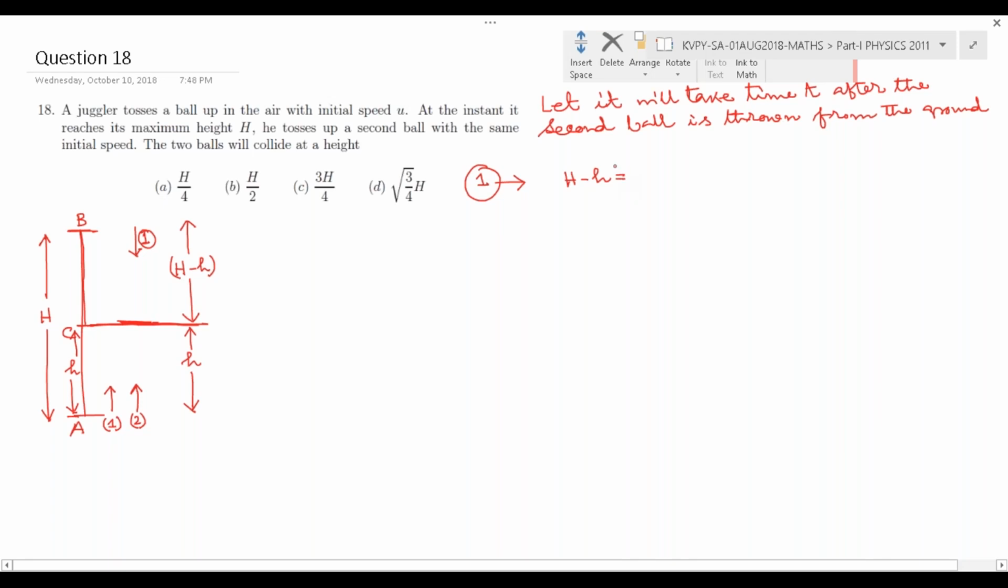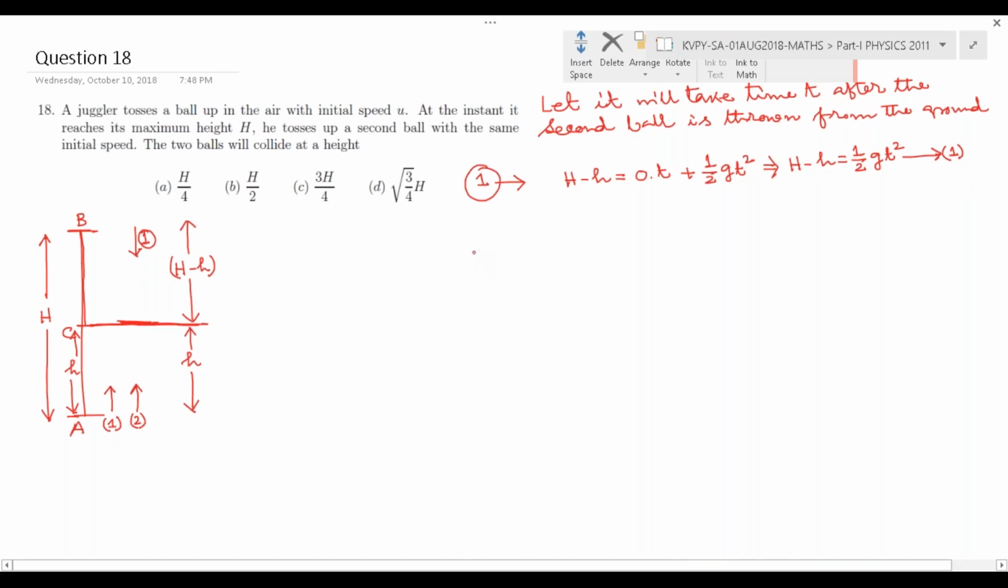So you can use the formula h is equal to ut plus half g t square. ut is what? 0 into t because the initial velocity is 0, plus half g t square. So this will give us an equation: capital H minus h is equal to half g t square. We call this equation number 1.